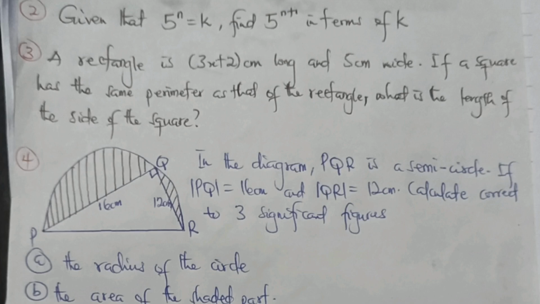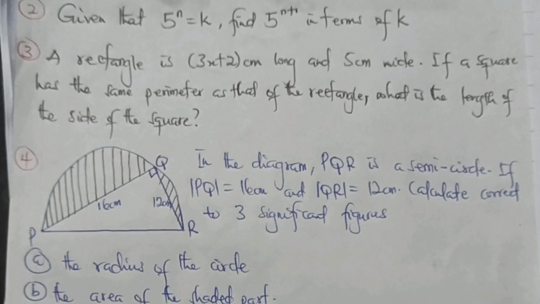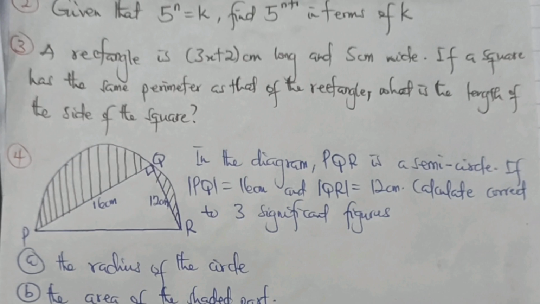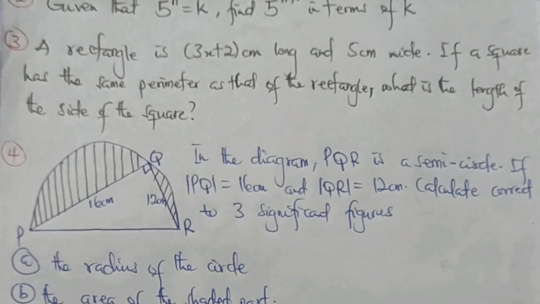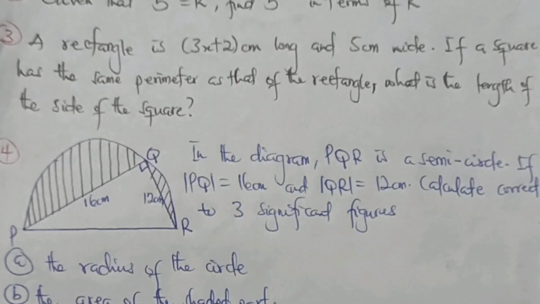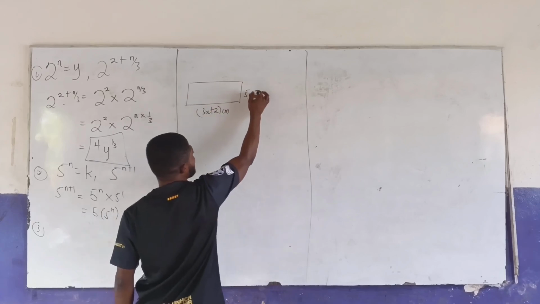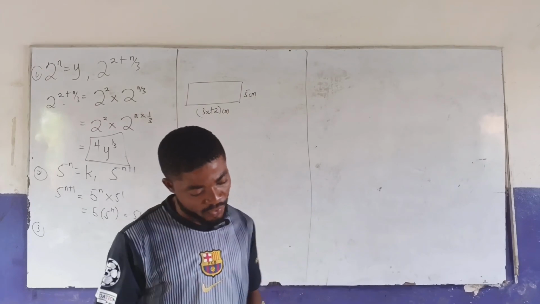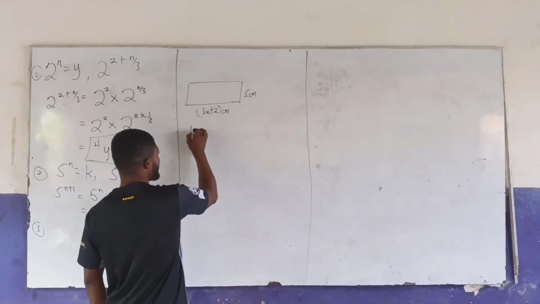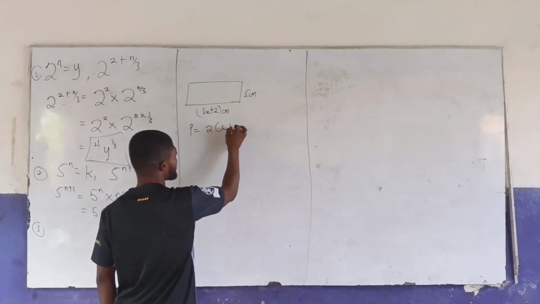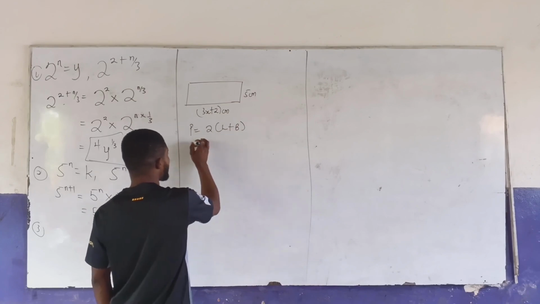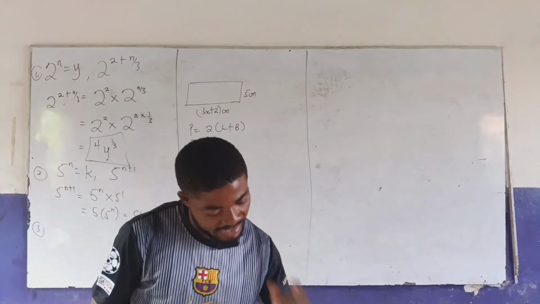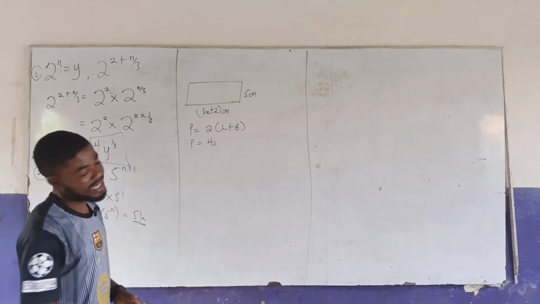The third question from the screen also is a bit maybe simple. A rectangle is 3x plus 2 centimeters long and then 5 centimeters wide. If a square has the same perimeter, and so the perimeter of this is going to be 2l plus 2b, it is the same as that of the square, which is 4s or 4l. Then what is the length of the side of the square?